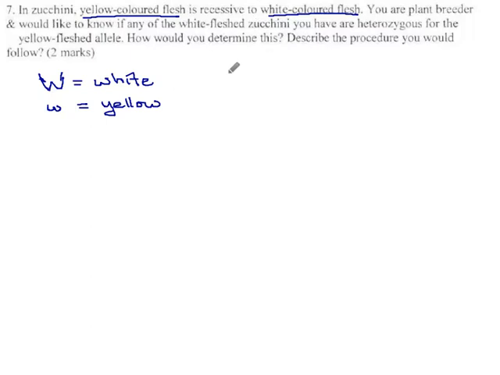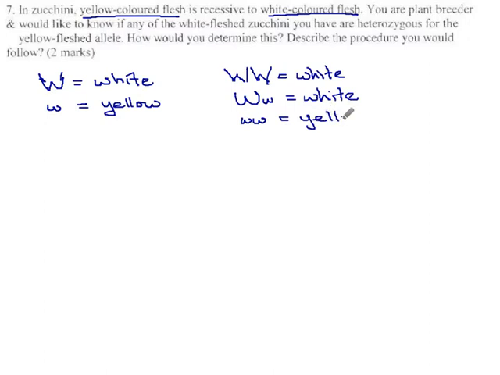And just to make it completely clear, that means this genotype will produce a white zucchini. So will this one, because the white color is dominant, we are told. And little w will give us a yellow zucchini. Good. Did all that before even looking at the question because it's pretty well certain we're going to need it.